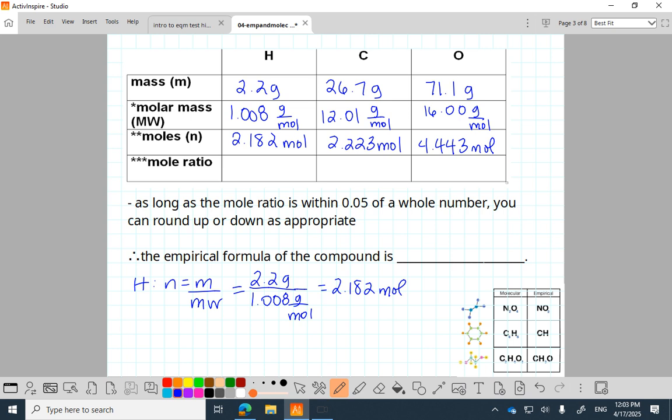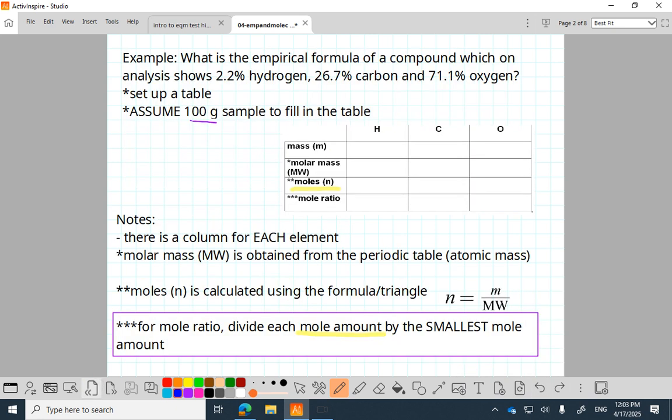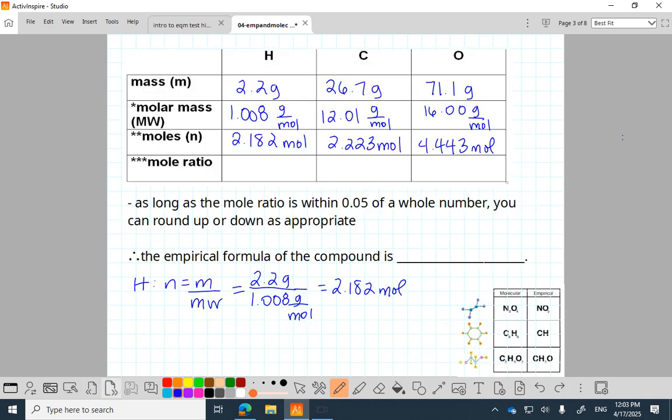Okay, so when you decide the mole ratio, again, over here, it talks about dividing by the smallest mole amount. So these two are very close, but this one is smaller, okay? So I'll show, because this is the new step, I'll show my work.